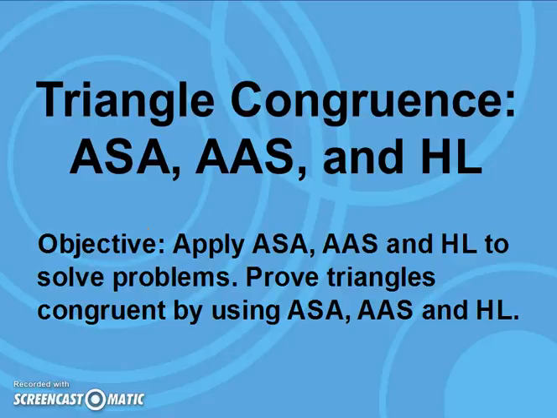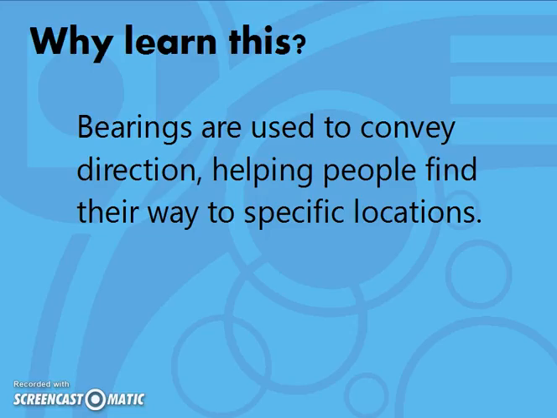Triangle congruence: angle side angle, angle angle side, and hypotenuse leg. Our objective is to apply angle side angle, angle angle side, and hypotenuse leg to solve problems, as well as prove triangles are congruent using them. Why learn this? Bearings are used to convey direction, helping people find their way to specific locations.